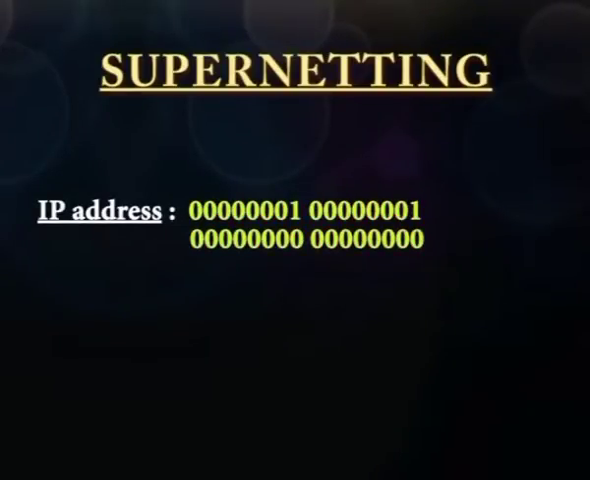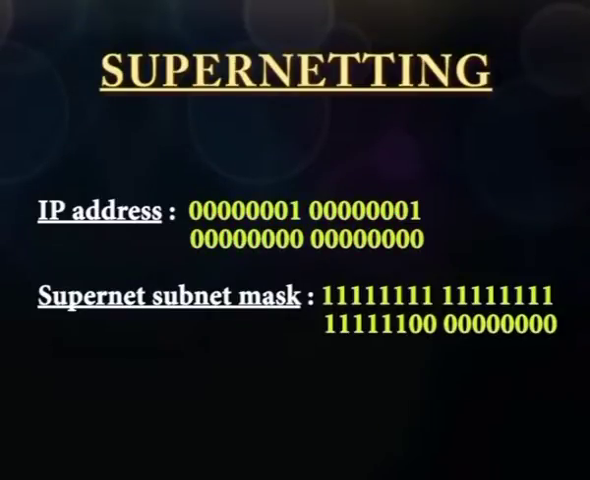Here's a look at it in binary form. The IP address is 00000001.00000001.00000000.00000000. The supernet subnet mask is 8 ones, 8 ones, 6 ones and 00, and 8 zeros. Notice the third octet of the supernet subnet mask, that is 6 ones and 00. This allows the last 2 bits of the third octet to be any combination of 00, 01, 10 or 11. So, this supernet mask would show that any of the 4 subnets are available from the router.